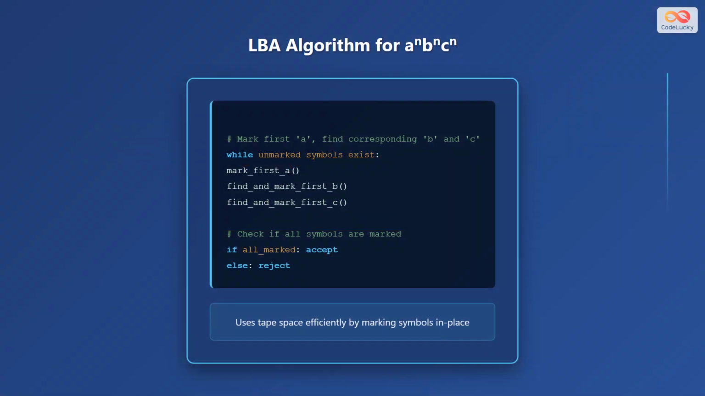Consider an algorithm for a linear bounded automaton to recognize the language A to the power n, B to the power n, C to the power n. While unmarked symbols exist, mark the first A, find and mark the first B, and find and mark the first C. After the loop, if all symbols are marked, then accept. Otherwise, reject. The algorithm uses tape space efficiently by marking symbols in place, ensuring it stays within the linear bound.